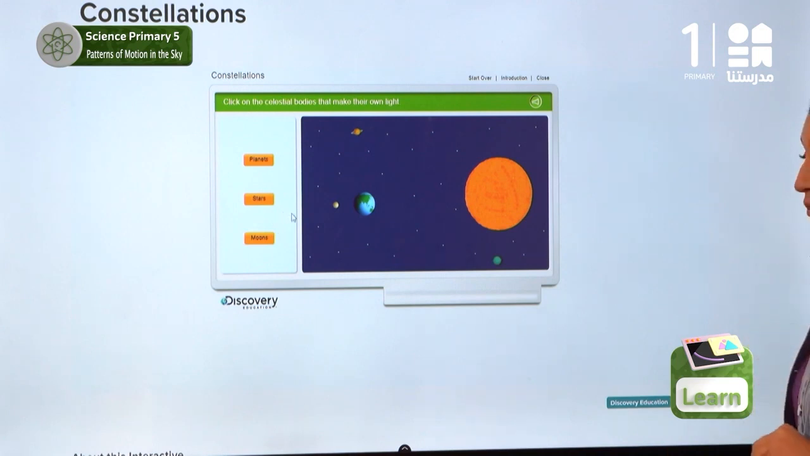And we have discussed before that rocks, they do not have light. They do not create the light, but they can reflect it. So, I believe that the right answer here would be stars. Let's click on it and see.